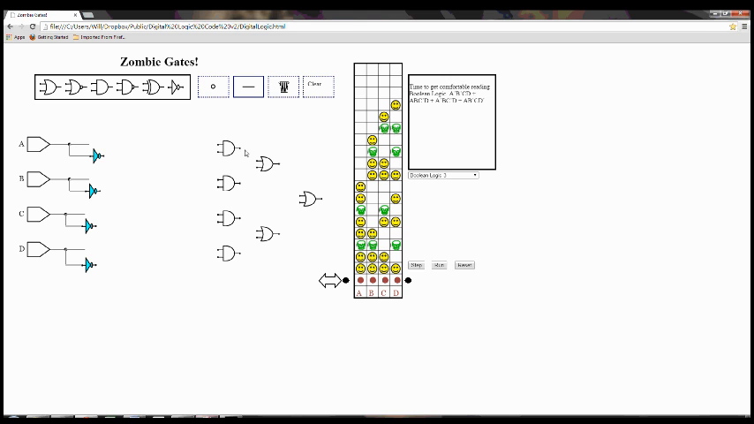So I'm just going to go ahead and wire those up. Take these top two ANDs to this OR gate, bottom two ANDs to this OR gate, put these two OR gates to the last one, and then my final OR gate goes to the output.